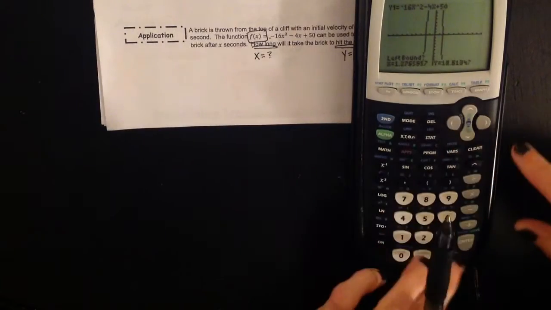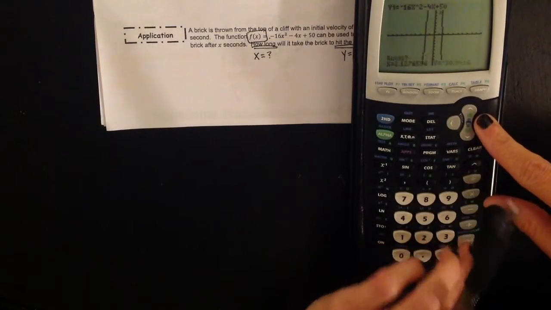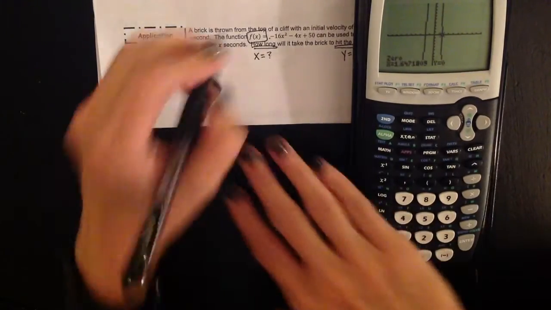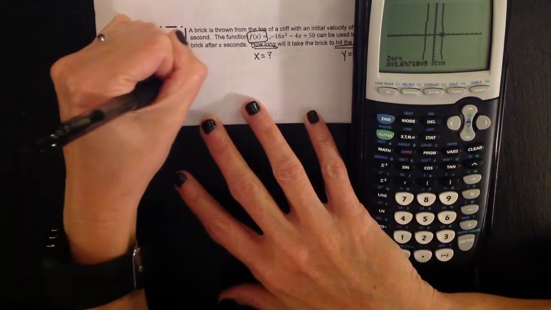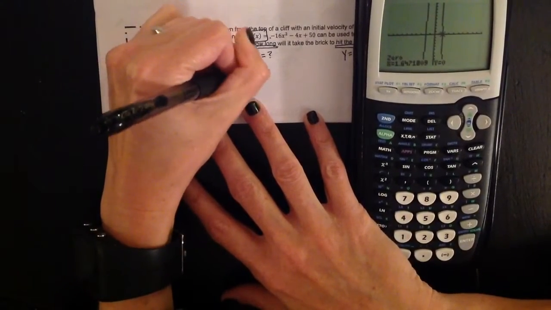So I'm going to go left twice, enter. Back right where I was, and now I'm going to go to the right, enter. And then x is about 1.65 seconds.